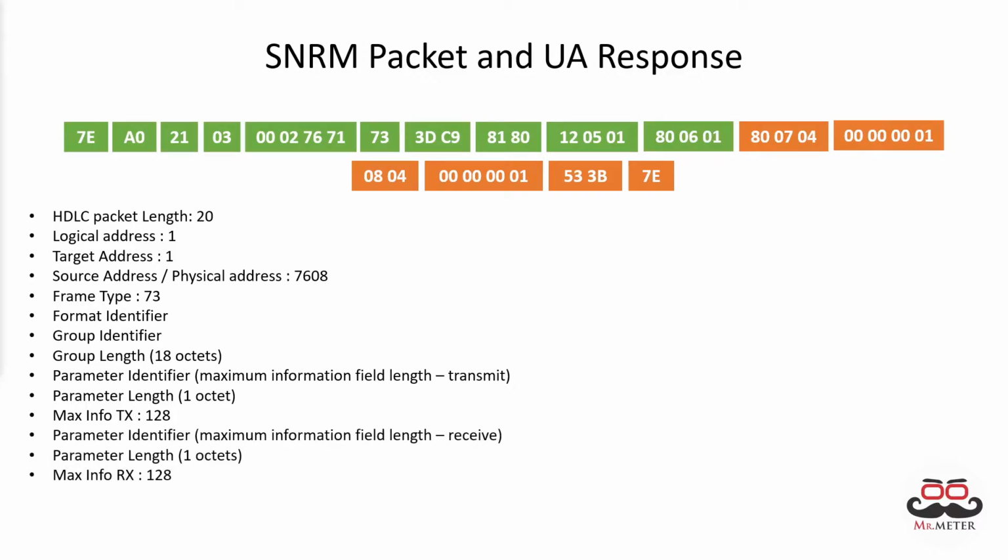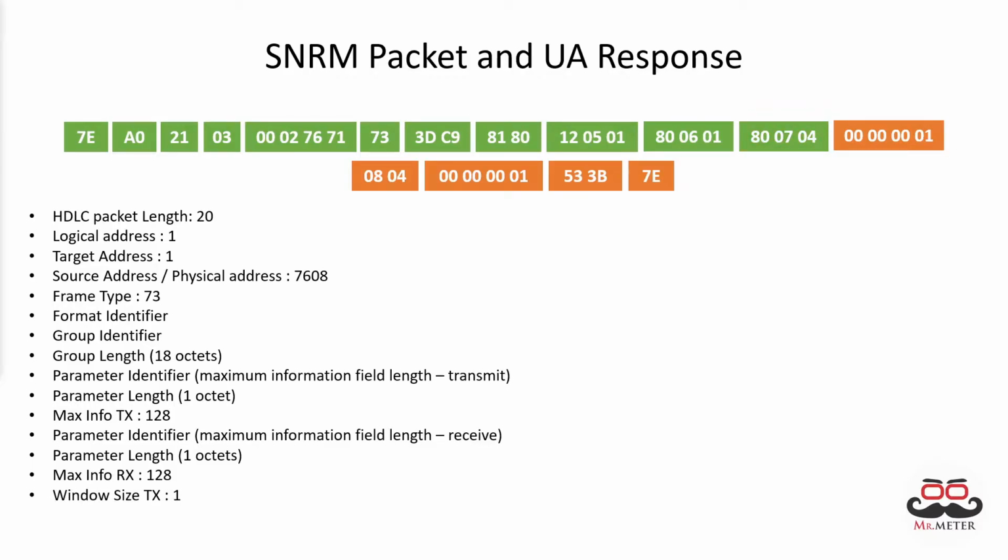The next 80 is the parameter value, which is followed by 06 and 01, which are the maximum information field length for receive, and the parameter length, which is 01, that translates to 1 octet. This means that the maximum RX information field is also 128.